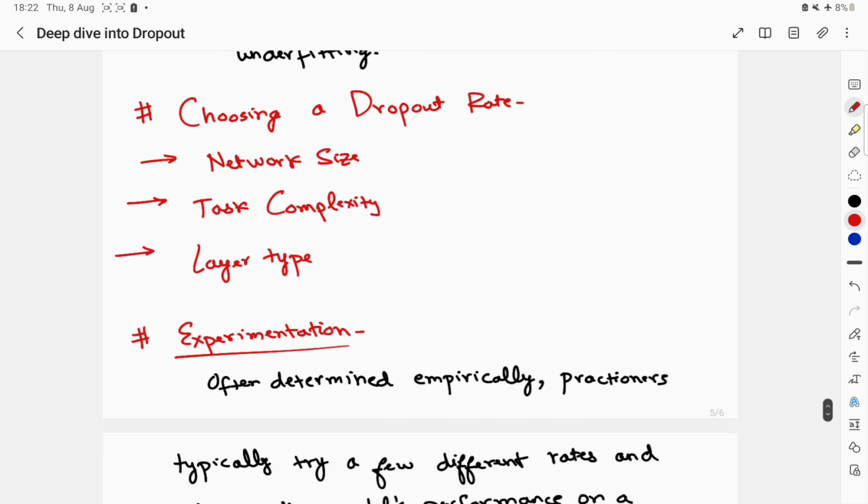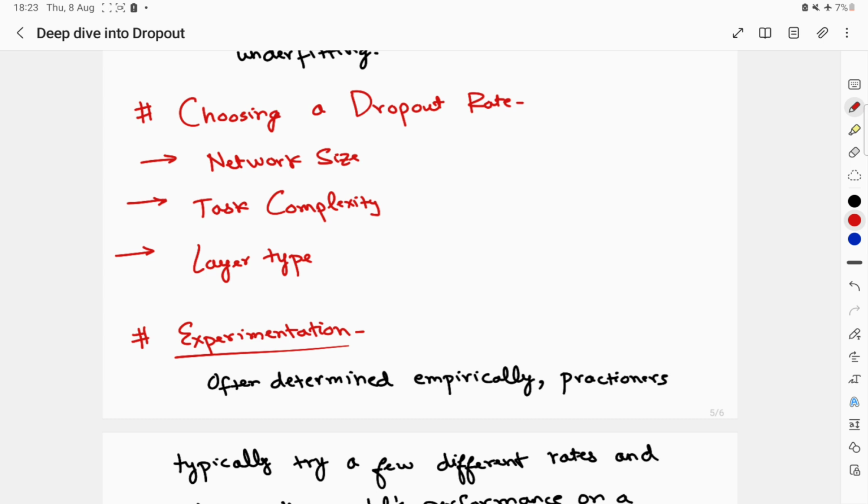And now there are certain things that you need to consider for choosing a dropout rate. I'll just summarize what we discussed. So some of the parameters that we discussed were, say, network size. Larger networks with more parameters are more prone to overfitting. So the more complicated your model is, the higher the chances that it would overfit. And higher dropout rates like 0.5 are often used for larger networks.